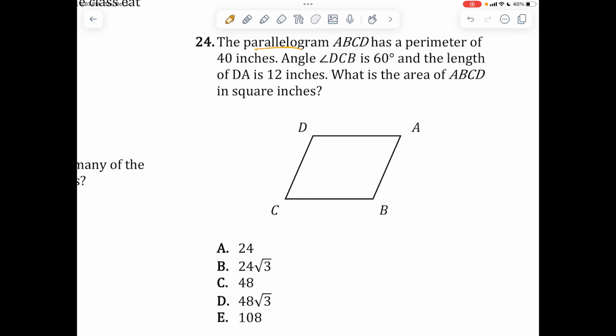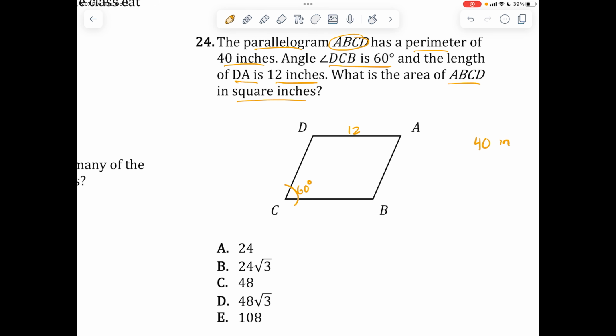The parallelogram ABCD has a perimeter of 40 inches, angle DCB is 60 degrees, and the length of DA is 12 inches. What is the area of ABCD in square inches? So let's first label the information that we know. We know the perimeter is 40 inches, DCB is 60 degrees, and DA is 12.